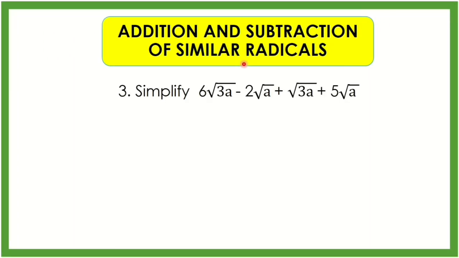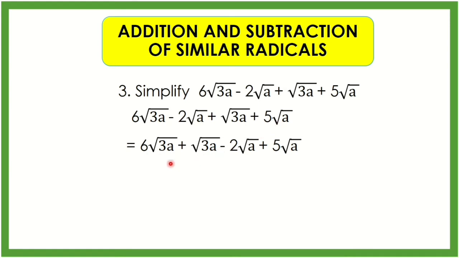Let us have another example. Simplify 6 square root of 3a minus 2 square root of a plus square root of 3a plus 5 square root of a. Dito sa ating third example, meron tayong dalawang similar terms or similar radicals. Ang 6 square root of 3a at saka square root of 3a and negative 2 square root of a and 5 square root of a.